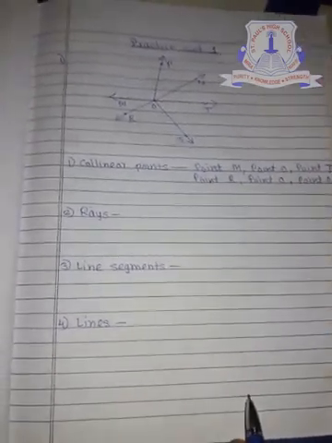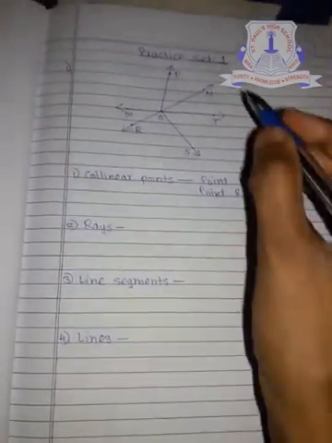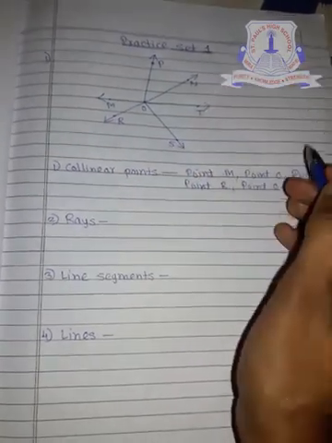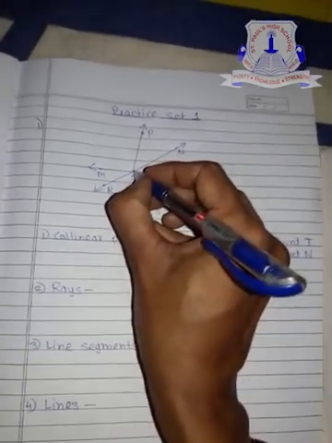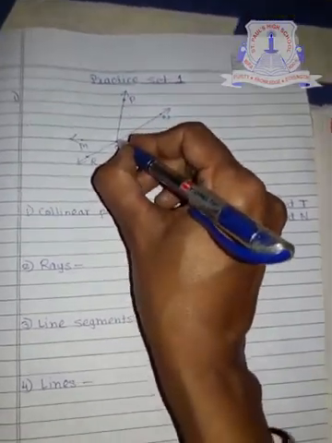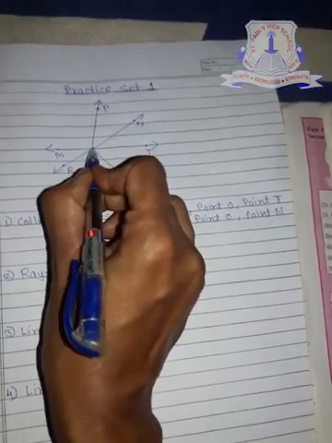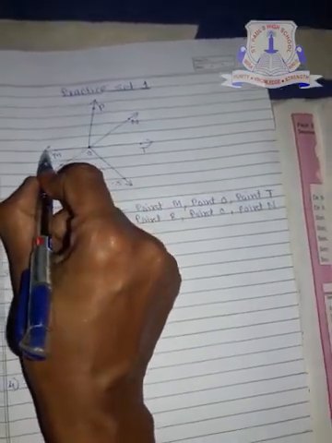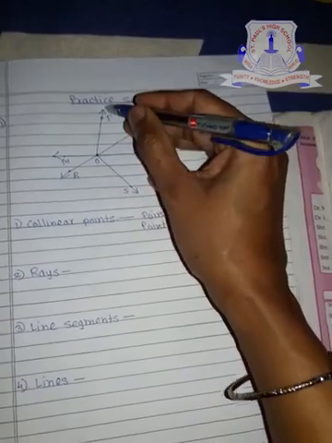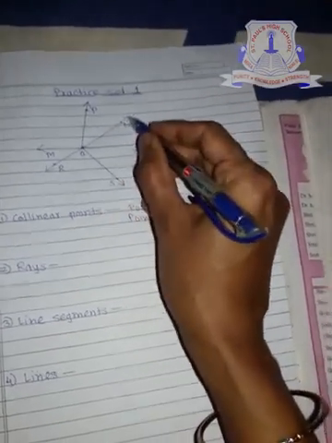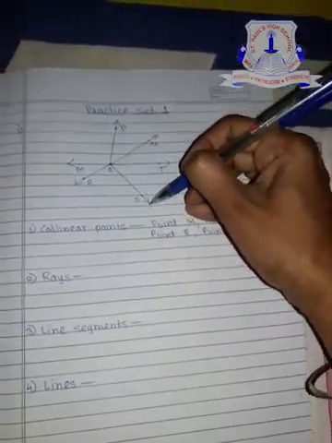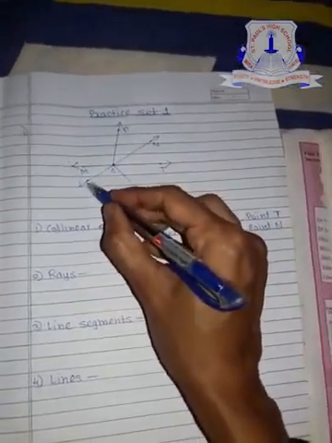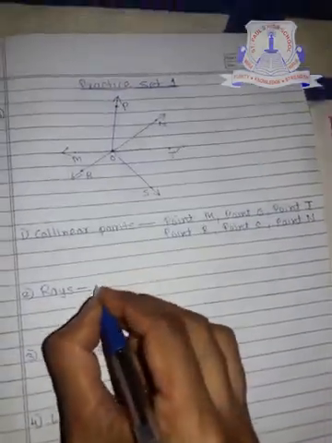The next one is rays. What is the definition of rays? I told you that it has a starting point and it does not have an ending point. The endless direction we show with arrowheads. Here we are taking the point O, and I am going to start with point O. First one is ray OM, second is ray OP, third is ray ON, fourth is ray OT, fifth is ray OS, and sixth is ray OR. That we are going to write down now.